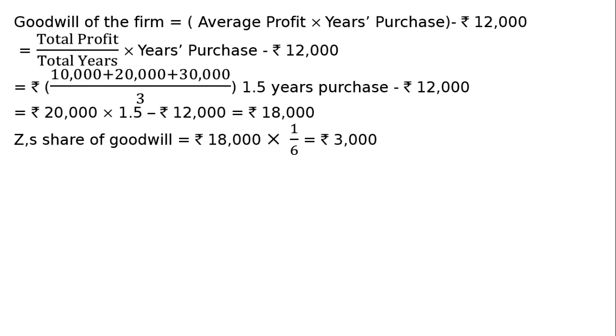Now 3 years average profit: rupees 10,000 plus rupees 20,000 plus rupees 30,000. This is 60,000 by 3 multiplied by 1.5 years purchase, minus 12,000. Average profit is rupees 20,000 multiplied by 1.5 years, minus 12,000, is equal to 18,000. Z's share of goodwill is equal to rupees 18,000 multiplied by his share of admission in the new partnership, that is 1/6, that is rupees 3,000.